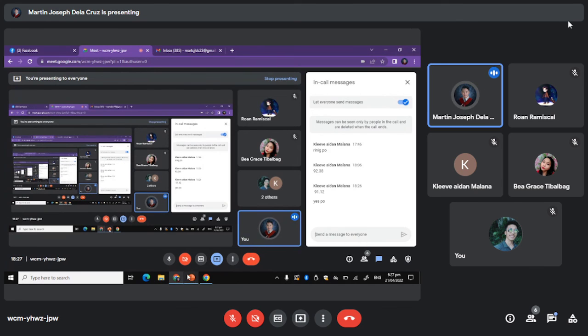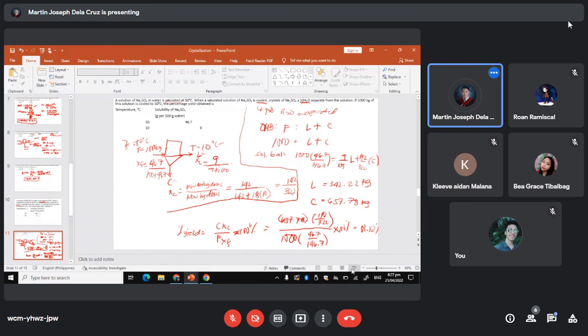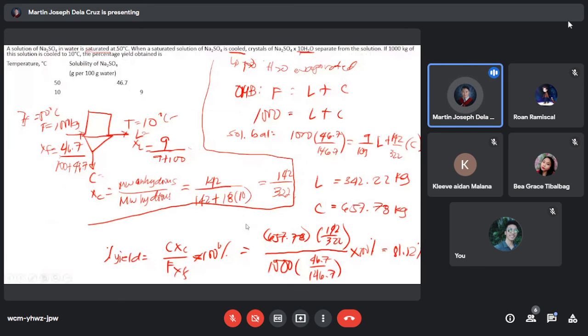Anyways, baka medyo choppy na, no? But yeah, kayo na lang bahala mag-finalize dito. As long as you know the process, you know to get your XF, XL, XC, kung cold ba siya, may nag-evaporate na water or everything, then definitely walang magiging problem sa solution. So I think crystallizer is one of the easiest unit operations for me. Kasi ganyan lang siya. Pero yung energy balance medyo tricky.